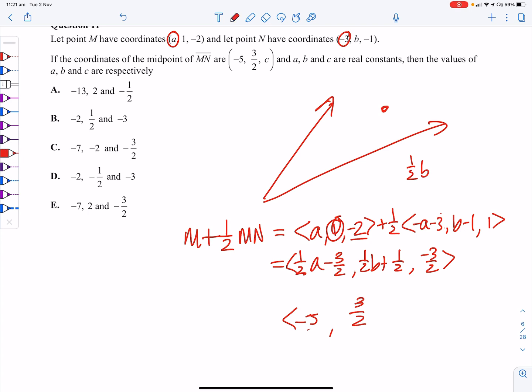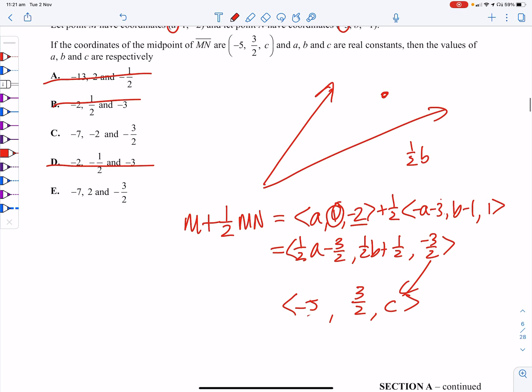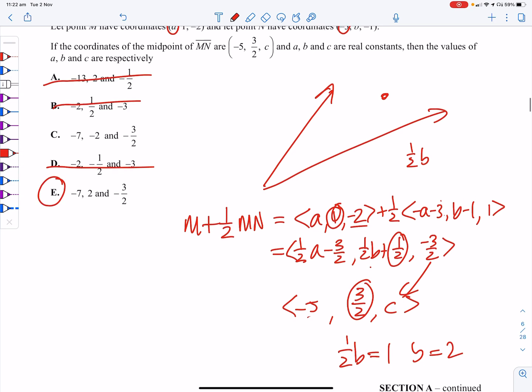Okay, and we know that's equal to that, 3 on 2, and C. So firstly, we know C is 3 on 2, so we can scrap those. This, if I bring my half to the other side, I get a half B is 1, so B is equal to 2. So our answer is E.